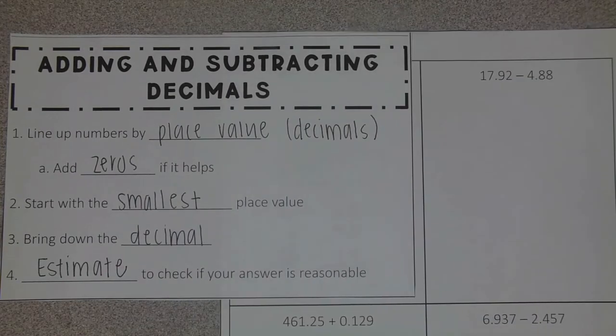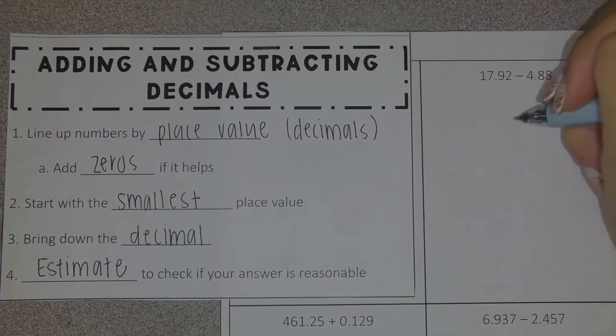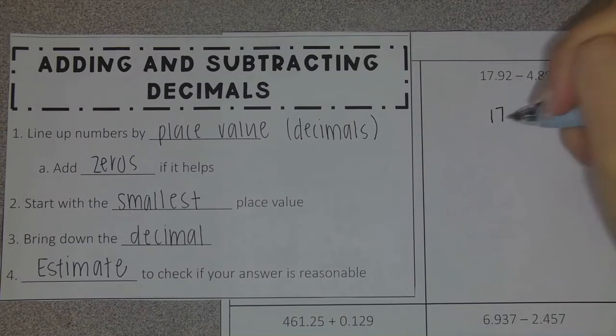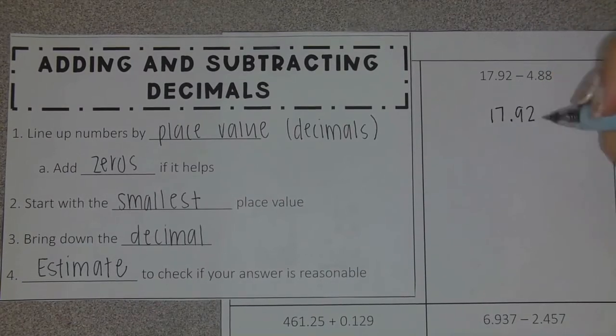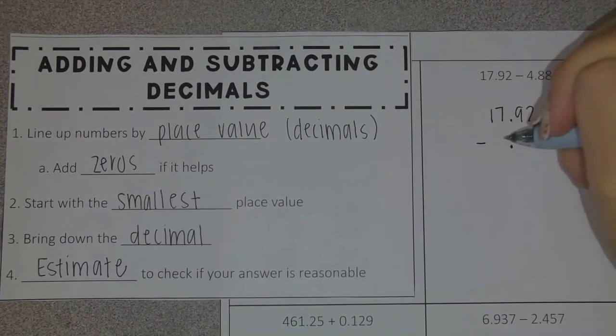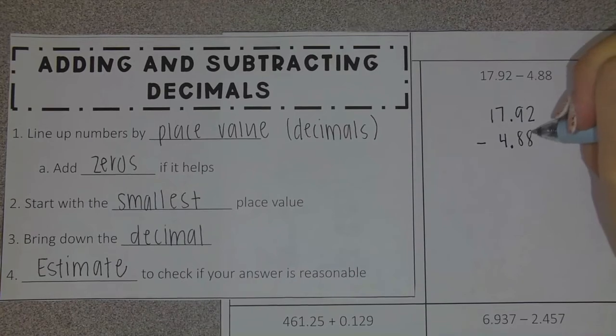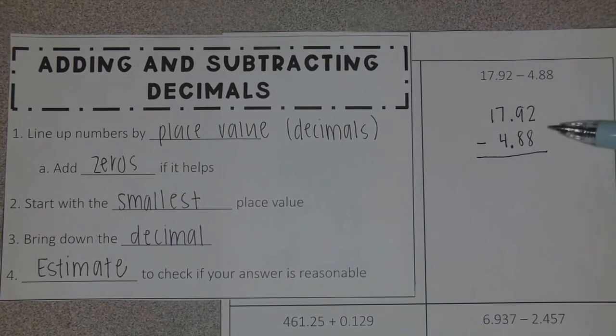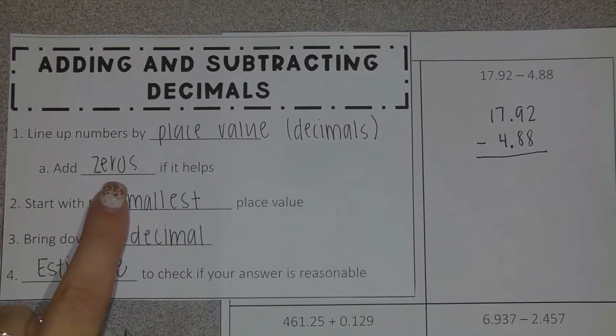Okay, so for our next example, this time we're going to do a subtraction problem, but our steps are still the same, except for this time we're going to subtract instead of add. So step number 1 is to line up our numbers by the place value. Remember, that just means make sure the decimals are lined up. So my example here is 17 and 92 hundredths minus 4 and 88 hundredths. Okay, so add zeros if it helps.